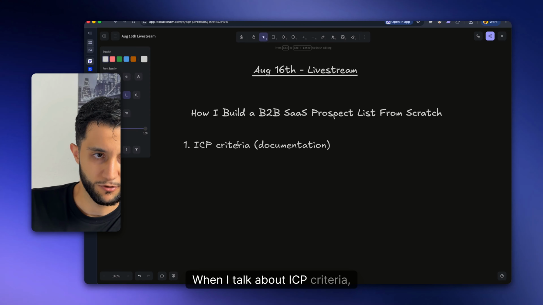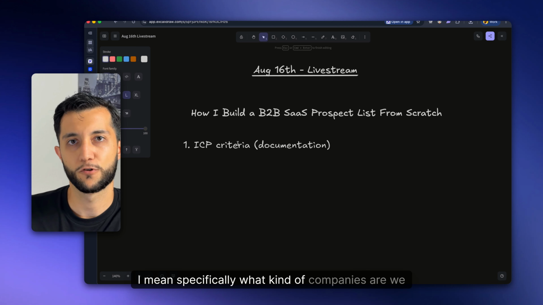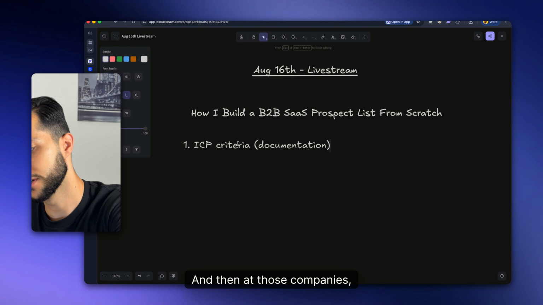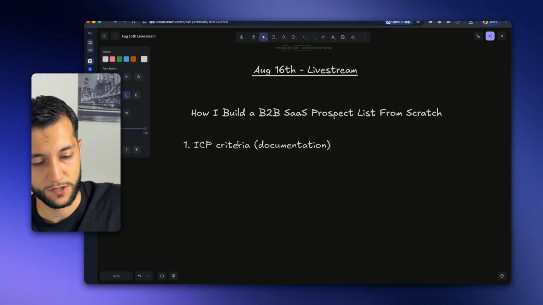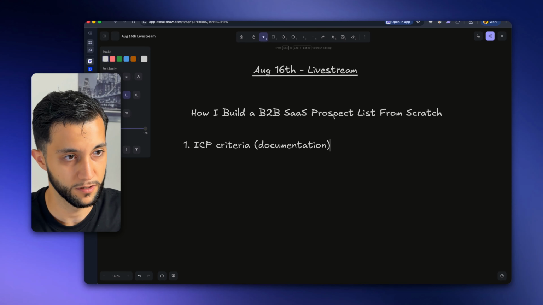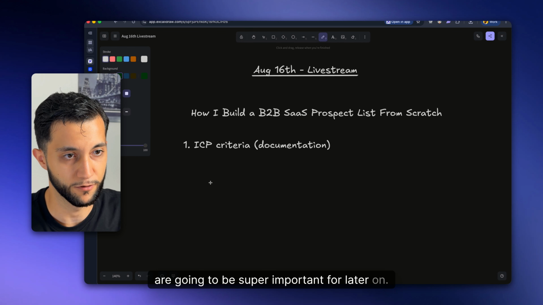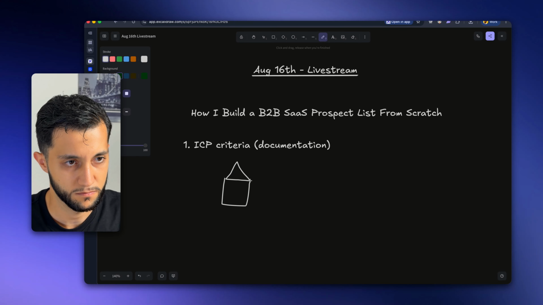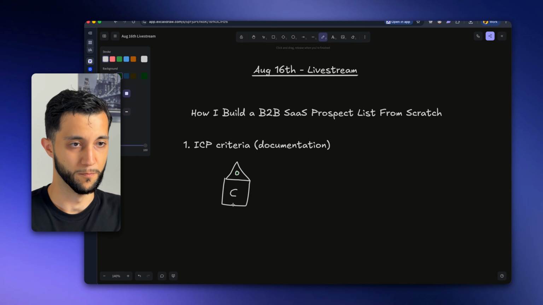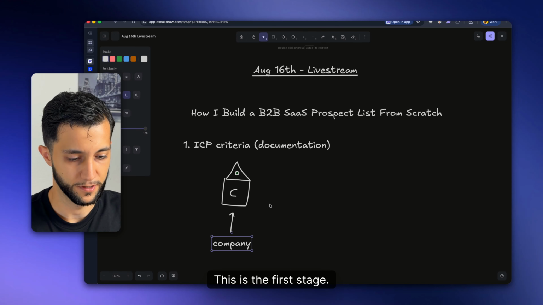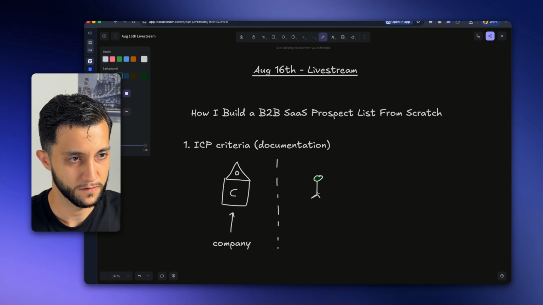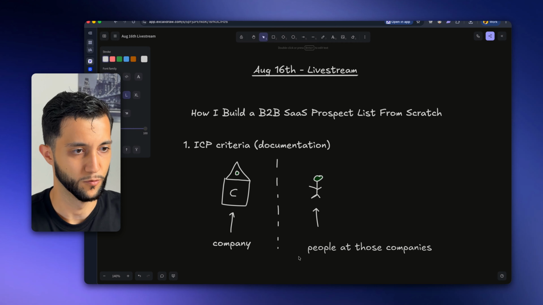When I talk about ICP criteria, I mean specifically what kind of companies are we looking at, right? Like what do they have in common? And then at those companies, what kind of people are we looking for, right? So we have these two stages which are going to be super important for later on. So we have the companies, right? Let's just build a nice house. Boom. This is a company, right? C for company. Boom. This is your company. This is the first stage. And then the second stage is people at those companies.